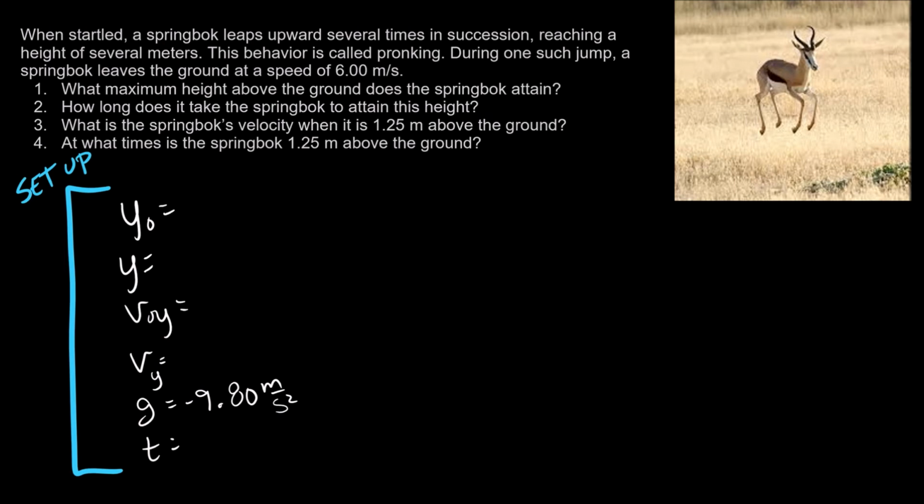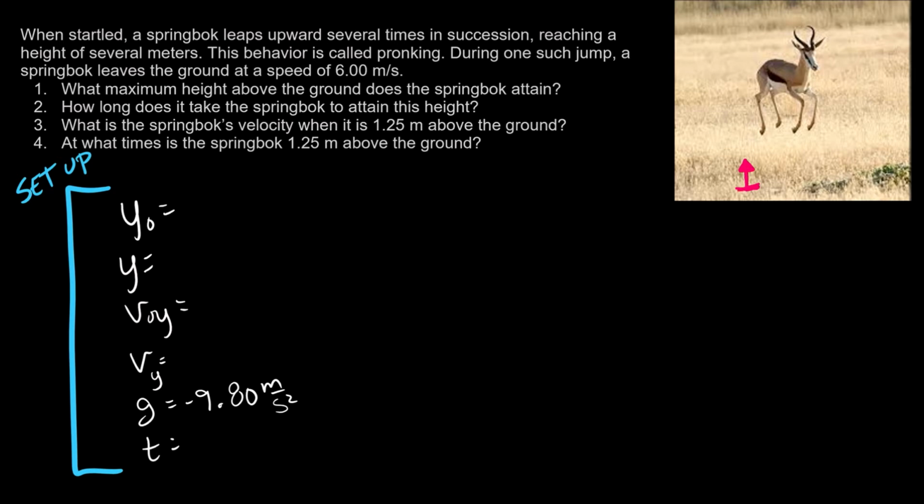So here's our next example. We kind of have a biology theme today, I guess. So we have a springbok type of deer thing. And when it's startled, it leaps up several times in succession, and it can jump up to several meters in height. So this is called pronking, and during one such jump, this springbok leaves the ground at 6.0 meters per second squared.